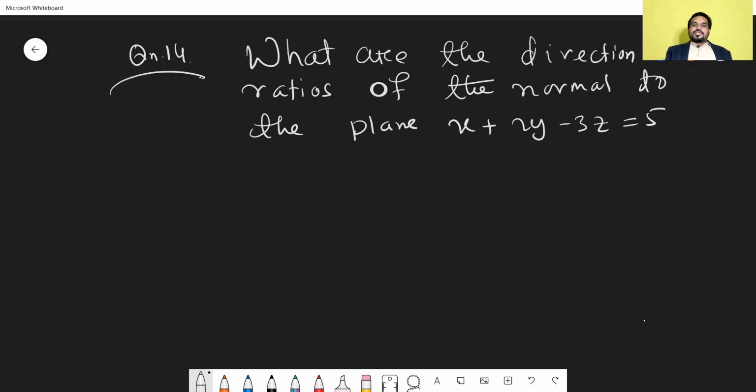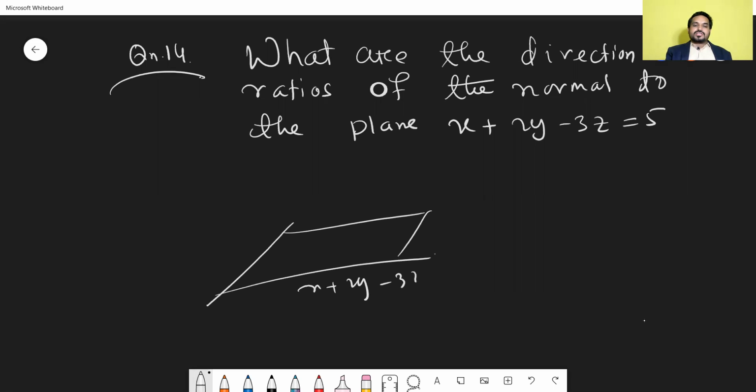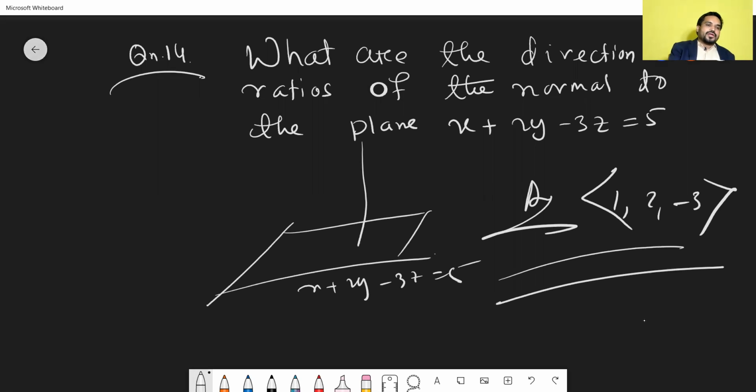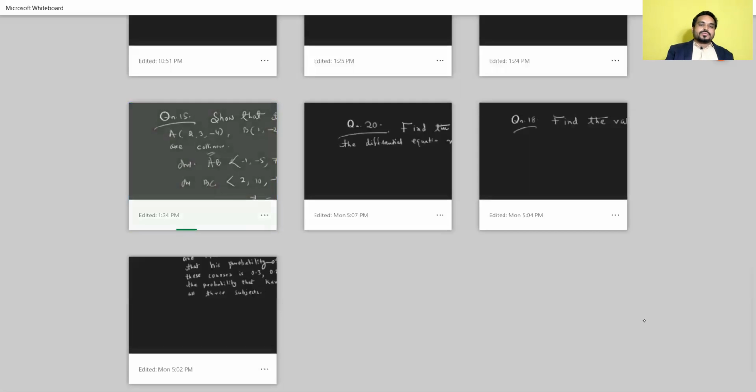Now question 14 is from three-dimensional geometry. What are the direction ratios of the normal to the plane x + 2y − 3z = 5? Suppose this is the plane x + 2y − 3z = 5. So what are the normal direction ratios? Normal direction ratios means the coefficients of x, y, and z. So the answer is 1, 2, and −3. So completed. Next, come to question number 15.